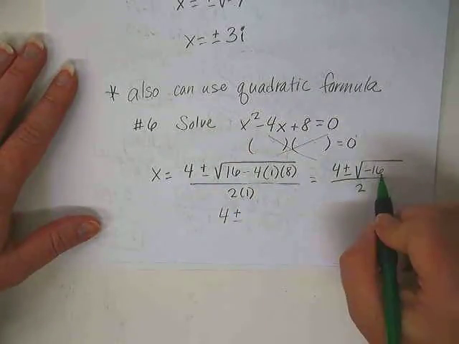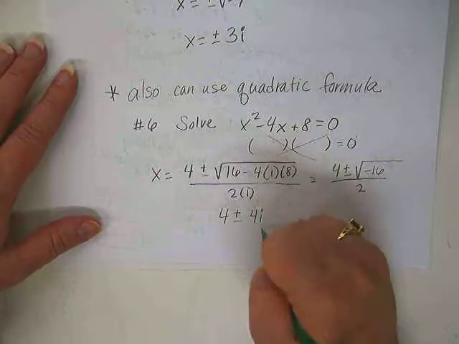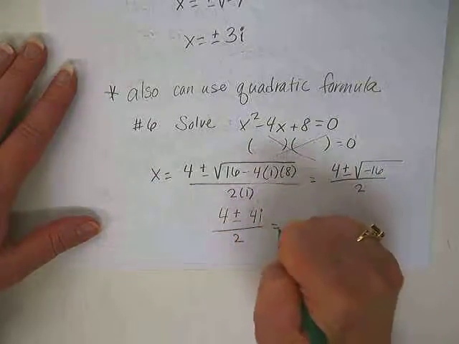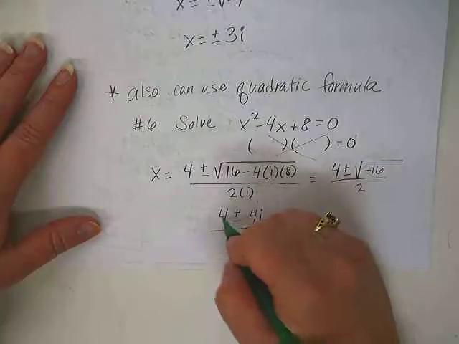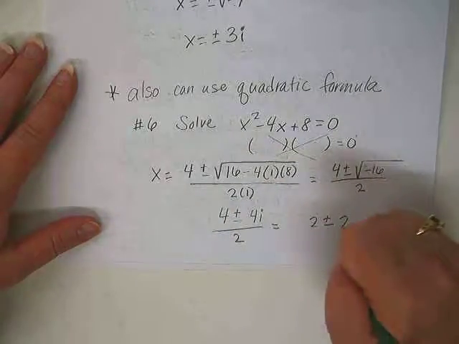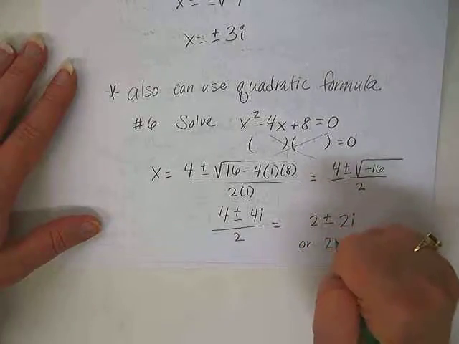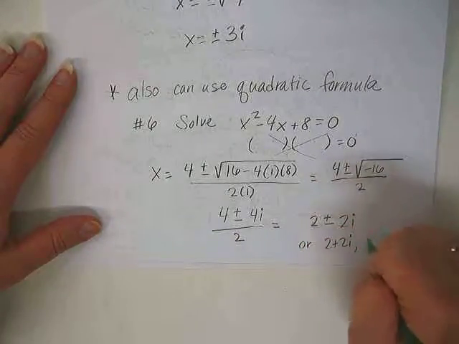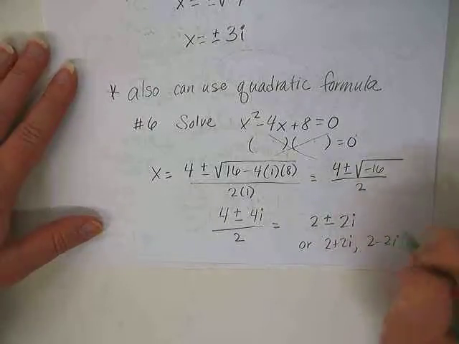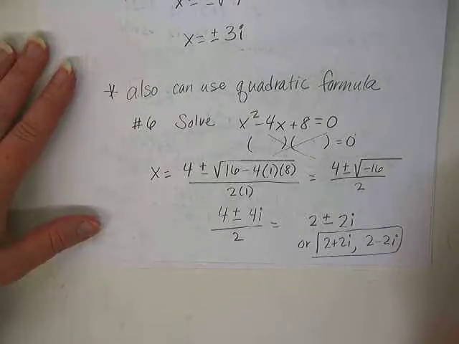So we get 4 plus or minus the square root of 16 is 4, and then the square root of -1 is i. That whole thing divided by 2, so we can simplify that: 4 divided by 2 is 2, 4 divided by 2 is 2, so 2 plus or minus 2i, or 2 plus 2i, and 2 minus 2i. They are always going to happen in conjugate pairs.